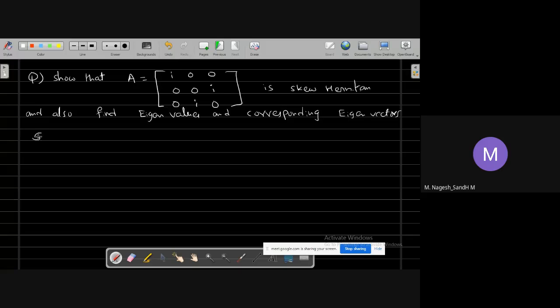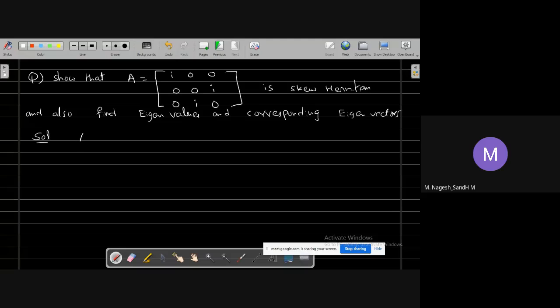Can anyone say what is a skew Hermitian? A power theta is equal to minus A. Very good. So a matrix A is said to be skew Hermitian if A is equal to minus A power theta, or A power theta equal to minus A. A Hermitian: A power theta equal to A. A power theta equal to A is Hermitian, A power theta equal to minus A is skew Hermitian. So first we'll check that, then we'll proceed to eigenvalues and eigenvectors.